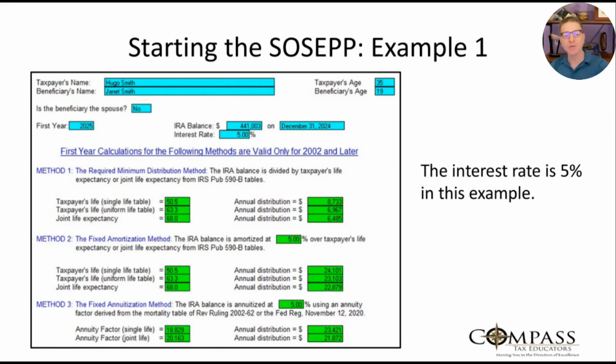And again, we have some flexibility with which table we use. With method 2, there are 3 options. With method 3, we can either use the single life or the joint life annuity factor. So options abound.